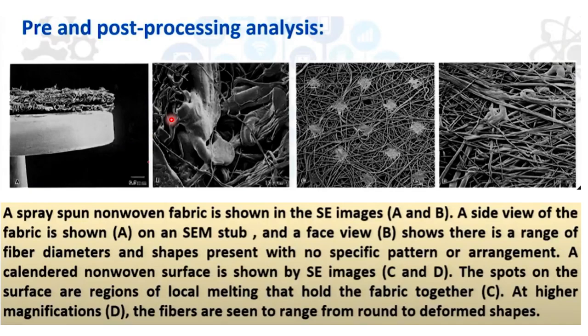The next is pre and post processing analysis. So a spunbond non-woven fabric is shown. So these A and B, this is the secondary image, and after processing, how it looks like. If you see, there are different patches present after processing. So what is the different patches?